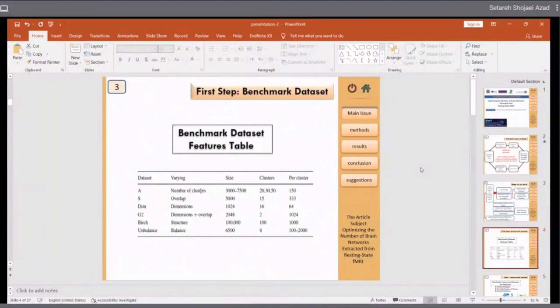For example, I talked about benchmark datasets. For example, dataset S contains Gaussian clusters with overlap varying from 9% to 44%, and a small number of clusters are non-spherical Gaussian, but the others are Gaussian. And I don't have enough time to introduce the others.